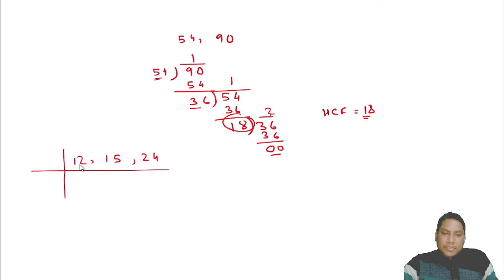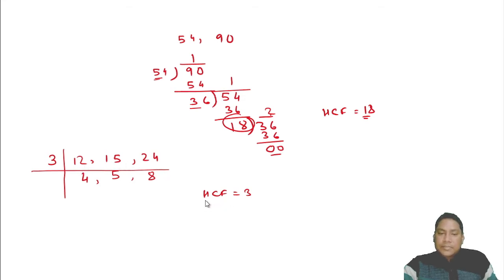The next number is 3. 3 completely divides 12, 15 and 24. We will write 3 here and we will divide now. For 12 it will become 4, 5 3s are 15, and 8 3s are 24. Now is there a number which completely divides 4, 5 and 8? There is no such number. So the HCF of 12, 15 and 24 will become 3. HCF is 3 because 3 is the only number which divides 12, 15 and 24.